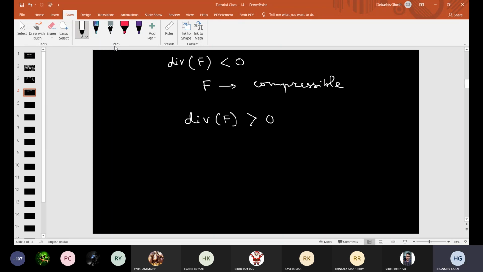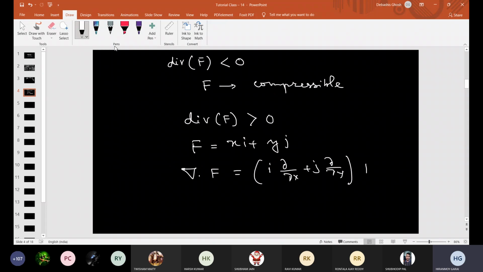For example, consider f is simply xi plus yj, and compute the divergence, del dot f, which is i into del x plus j del y, applied to f bar, which is xi plus yj. If you take that differentiation, it comes to be 2, which is greater than 0. So we can say that the flow lines are directed away from the origin or the source from where they originate.